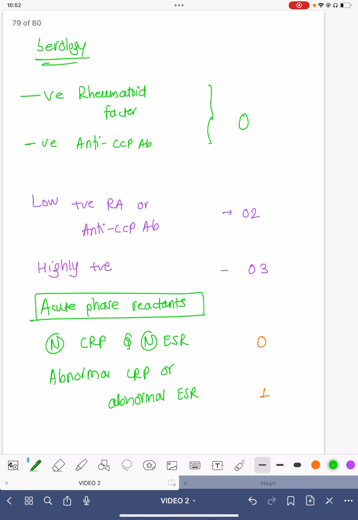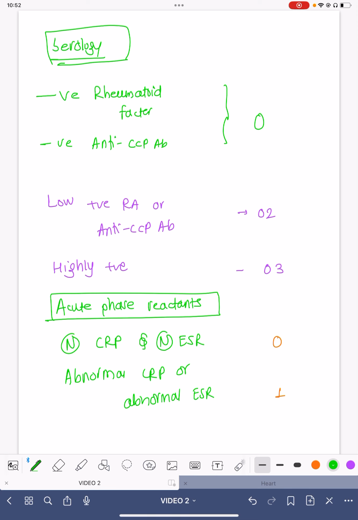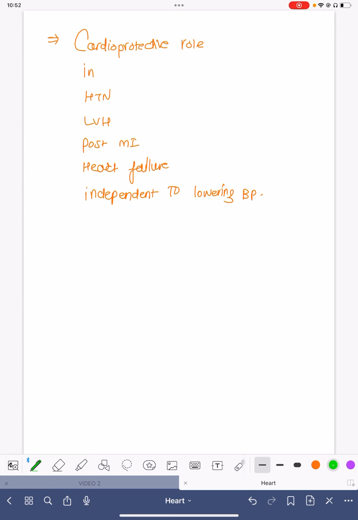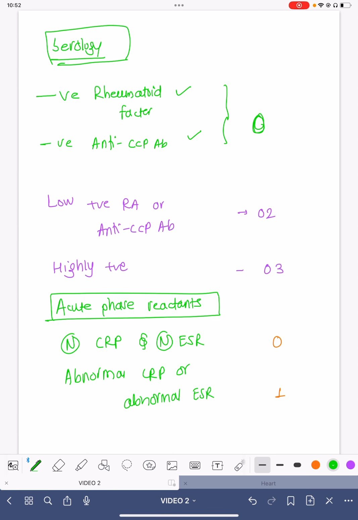Second, we see the presence or absence of rheumatoid factor and anti-CCP antibody. If the rheumatoid factor and anti-CCP antibody are negative, we give a score of 0. If they are positive but in very low titers, we give a score of 2, and if they are present in a very high titer, we give a score of 3. This is one of the very important criteria.